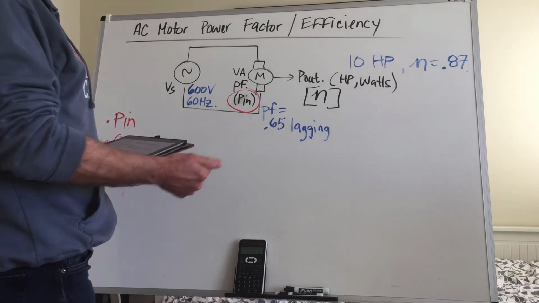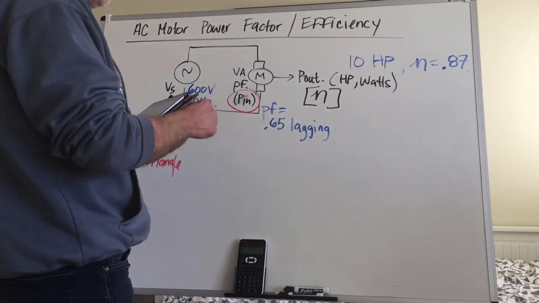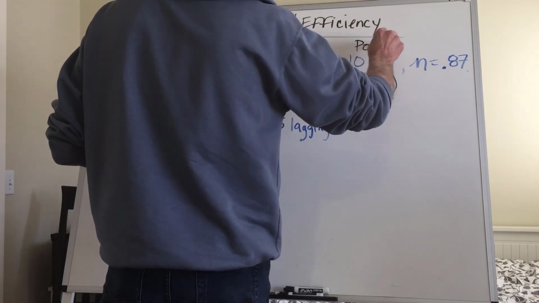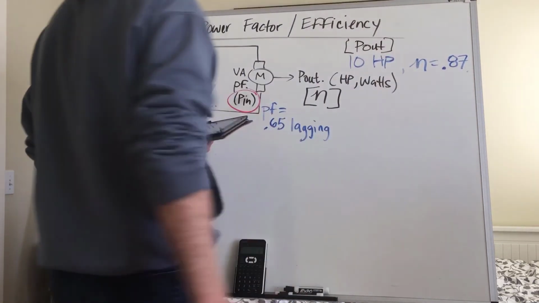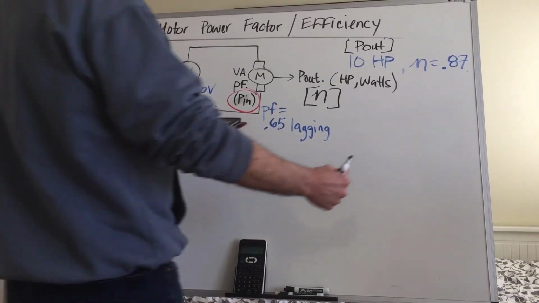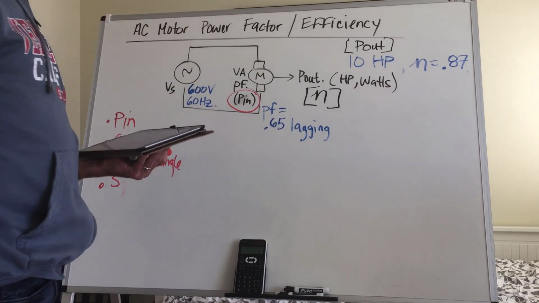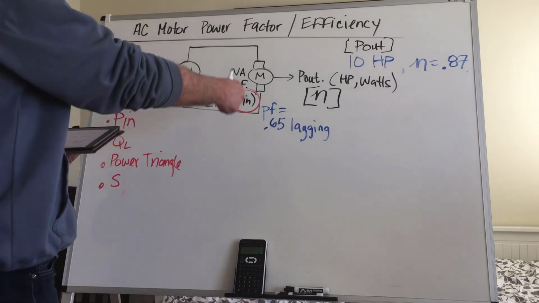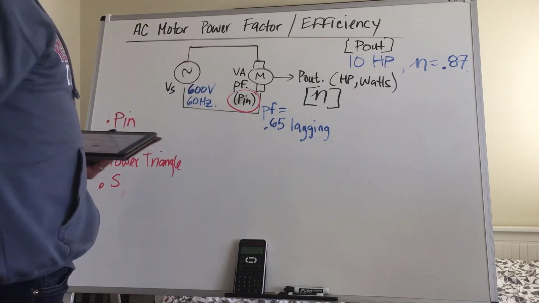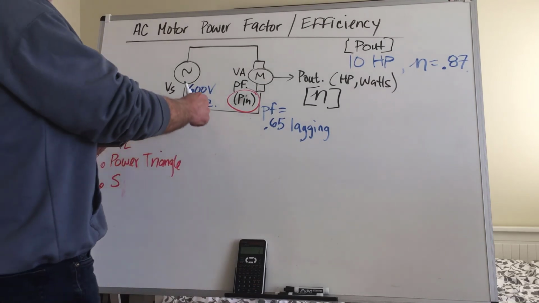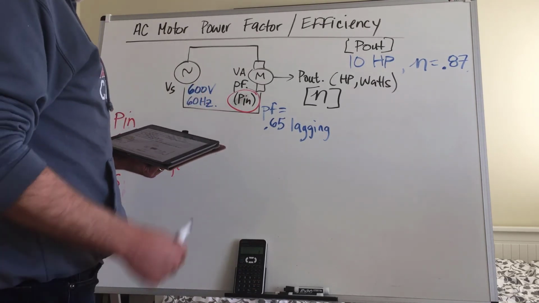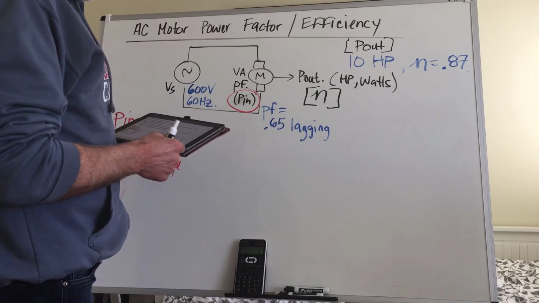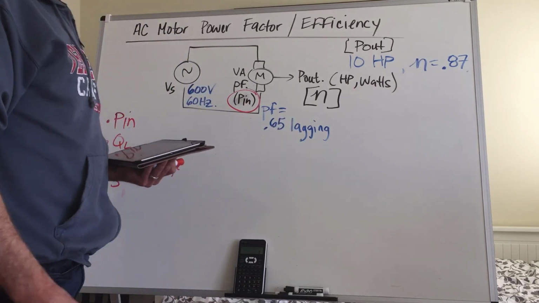But first of all, like it said, we have a 10 horsepower motor, so we know that's our P out value, right? So here, this is our P out value of 10 horsepower. It said we had an 87% efficiency, so there I've indicated the efficiency is 0.87. Then we move on to the motor as the load in this electric circuit. The motor is being supplied by a 600 volt, 60 hertz source as per the diagram given in the textbook. And then it says we have our 0.65 lagging power factor.